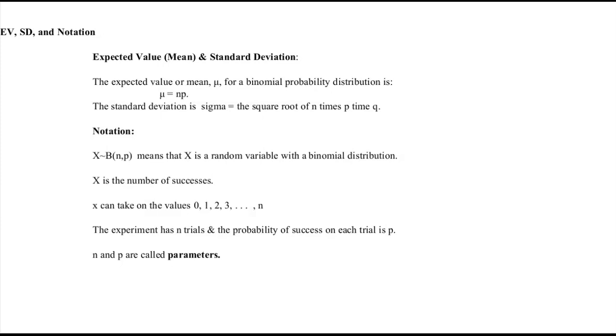Now the standard deviation, this is one of the things that you will have given to you in your notes sheet. You just need to be able to use it. Sigma is equal to the square root of the number of trials times the probability of success times Q. You just need to be able to pop that into your calculator and get the correct standard deviation out.